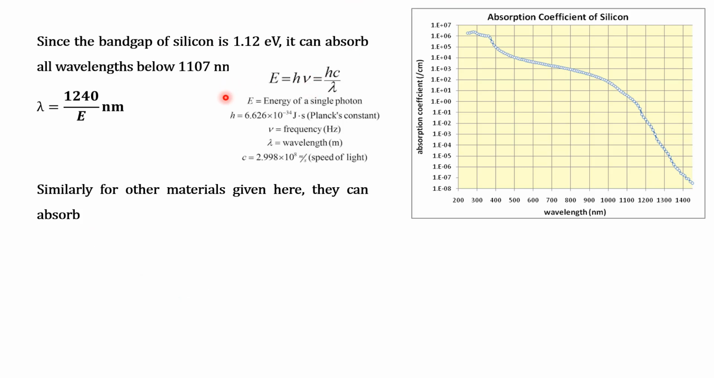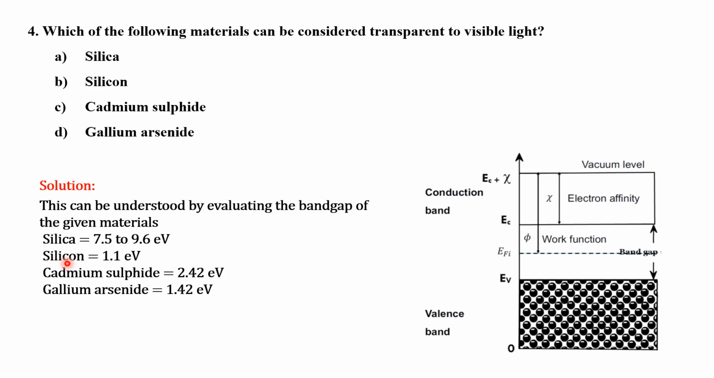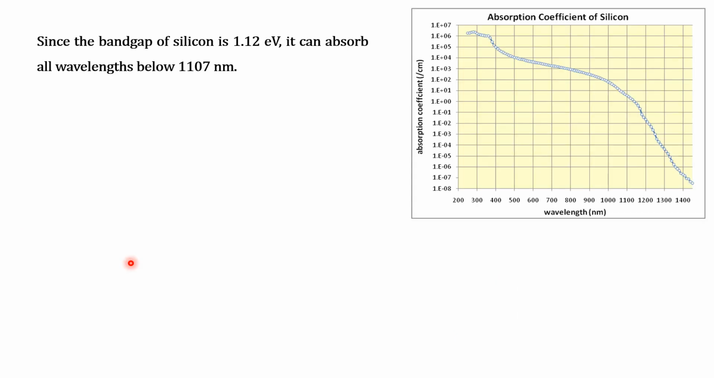This is what I already mentioned, but I'll show you once more. Here I said silicon is 1.1 electron volt. When I substitute 1.1 in this equation, 1240 by 1.1, I get 1107 nanometer. From this graph, everything below 1107, somewhere around here, silicon is absorbing. It is not transmitting. Transmitting means just going inside and going outside. It is entirely absorbed in the case of silicon.